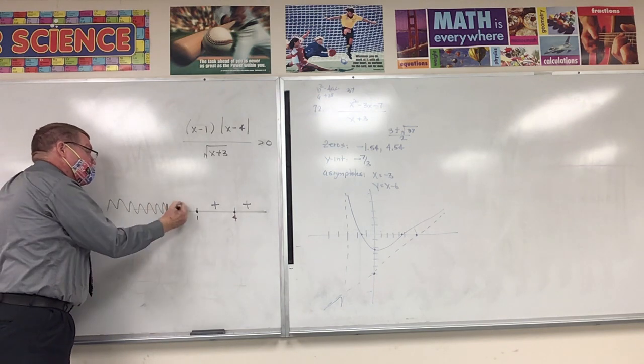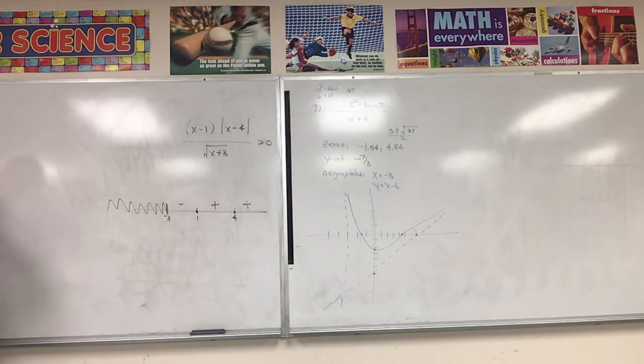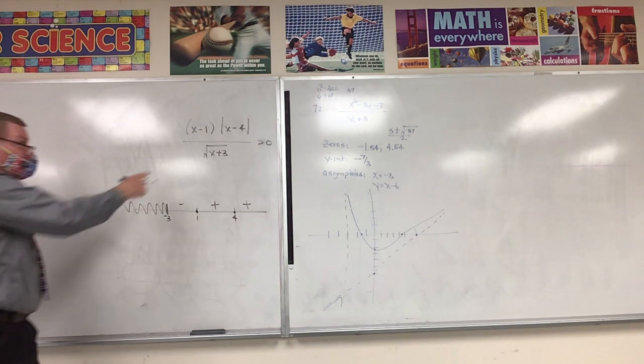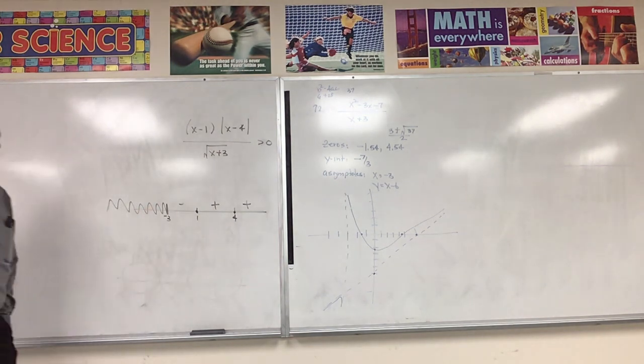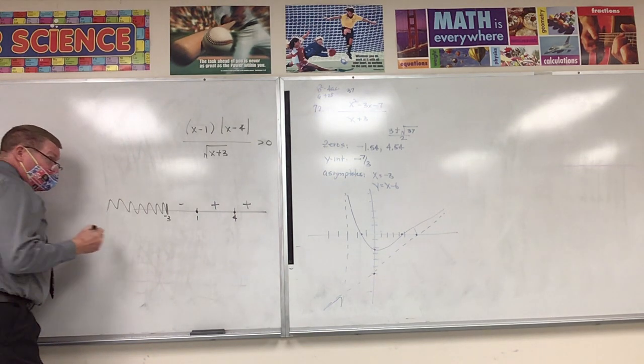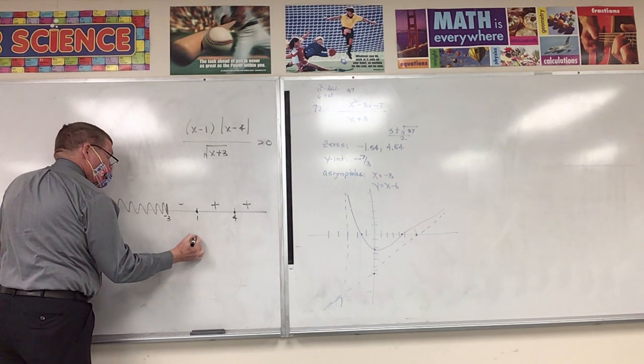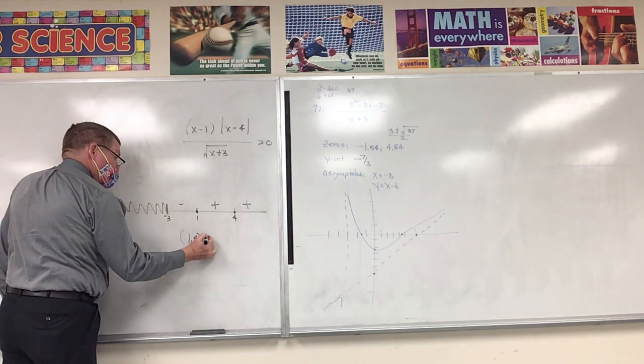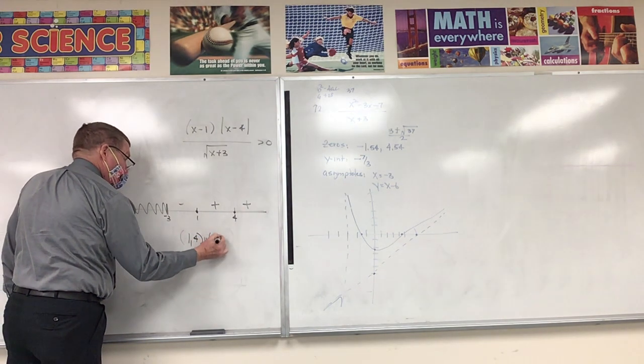What happens at 1? Wait, how do you know it crosses at 1? On the multiplicity. You want to see it once, right? Yeah. All right, so where am I greater than 0? 1 to 4, and 4 to infinity.